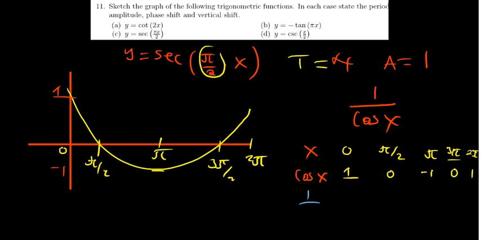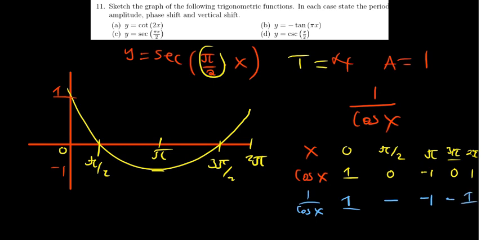So now, if you are trying to sketch secant, you need to know that secant is 1 over cosine. So there's one thing that you're going to notice again. So 1 over cosine. So divide here, it is going to be a 1. If you are dividing by a 0, it becomes undefined. Divide by negative 1, it will be negative 1. Divide again by 0, it will be undefined. There it will be 1.